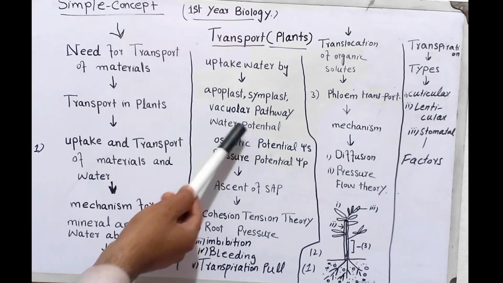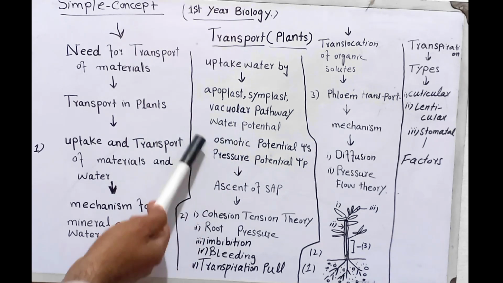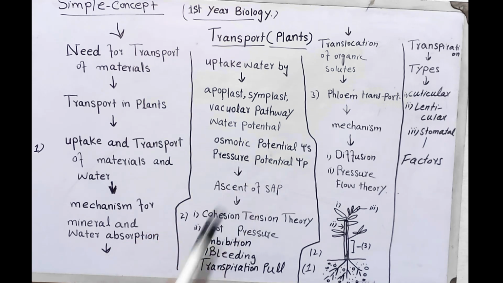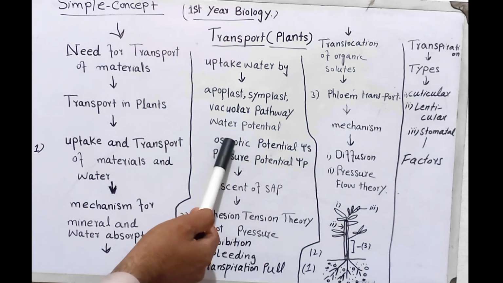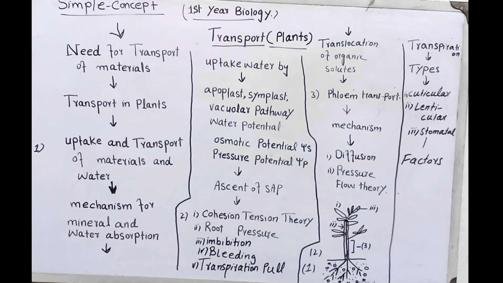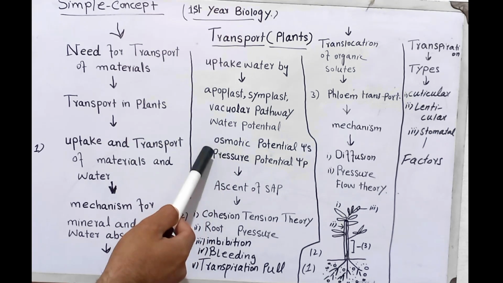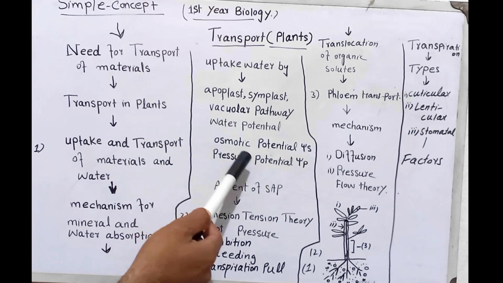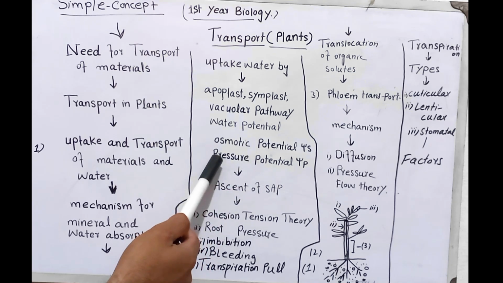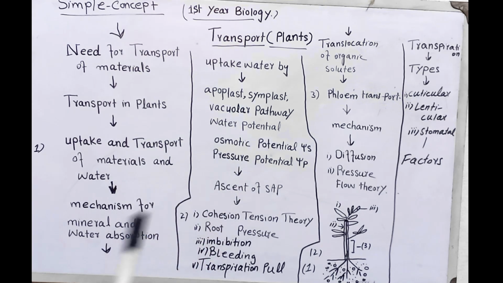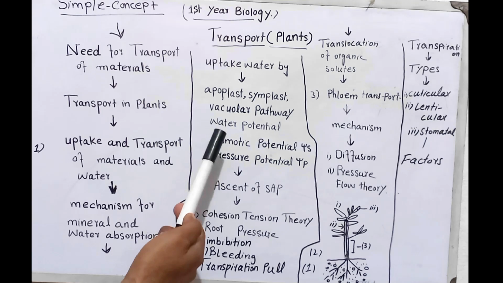Water potential is created due to osmotic potential and pressure potential. When the concentration of water in the soil is higher as compared to the root cells, then the concentration of water outside will become higher. Then it will move from higher to lower, from soil to roots.